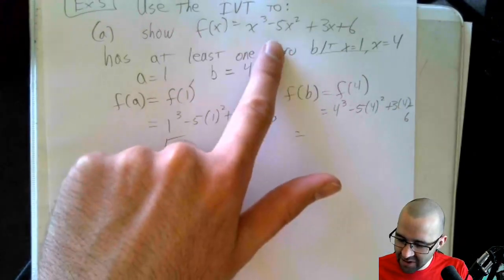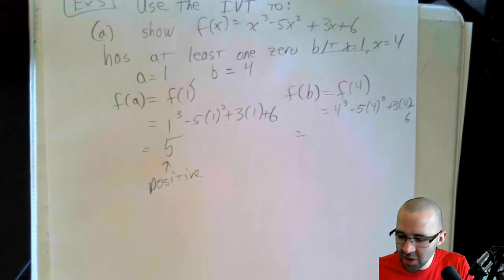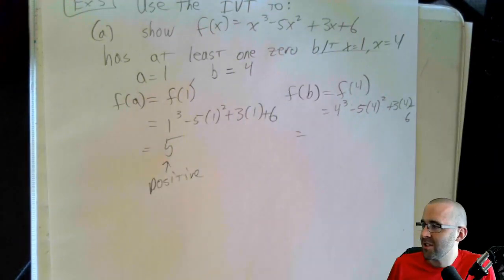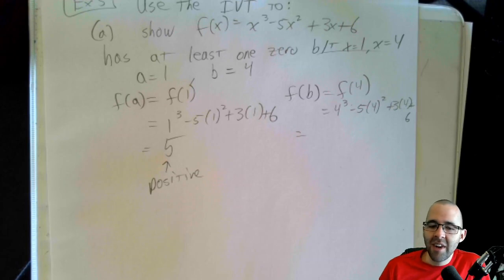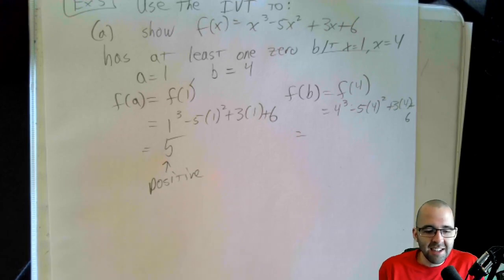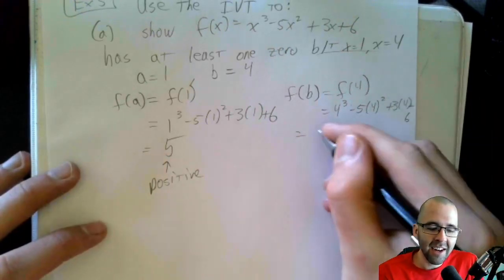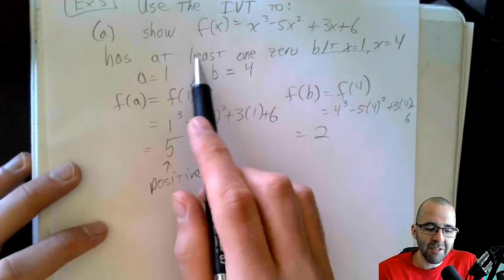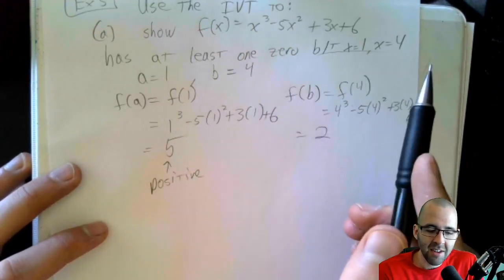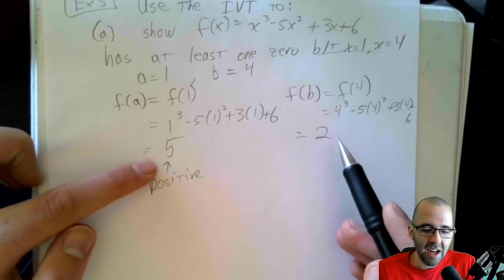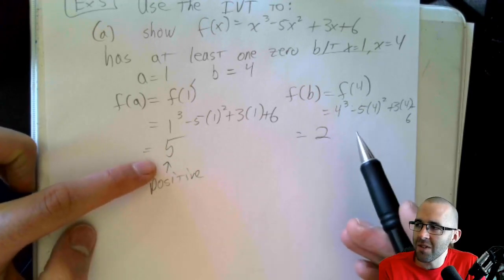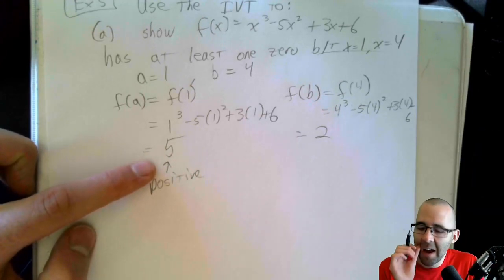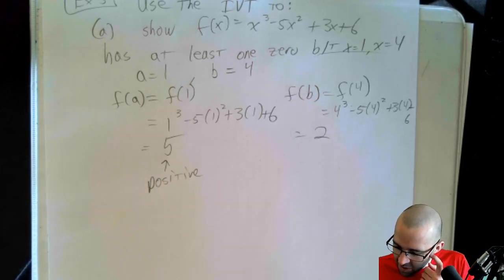X cubed minus 5x squared plus 3x plus... So for those of you who do not understand my confusion right now, the problem said use the intermediate value theorem to show that there's a 0. But as we've done it, they're both positive. We don't know anything. I think I may have written down the problem wrong.